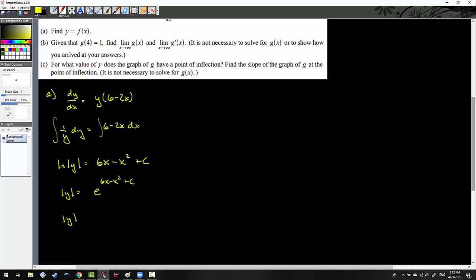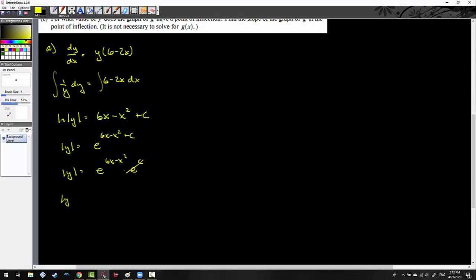I can say that absolute value of y is equal to e to the 6x minus x squared times e to the c. And then e to the c is really just c. So the absolute value of y equals c e to the 6x minus x squared. The absolute value of y being plus or minus c is really just y being c, so y equals c e to the 6x minus x squared. Once all of this absolute value stuff is knocked out, that's when I feel most comfortable solving for c.